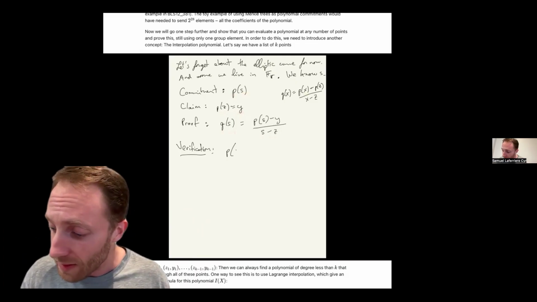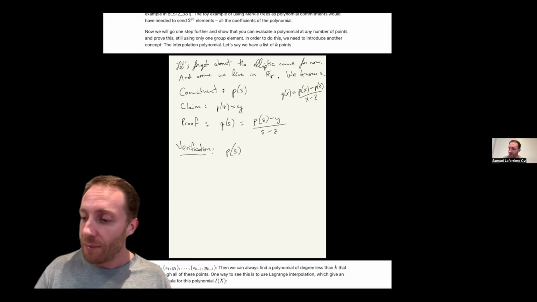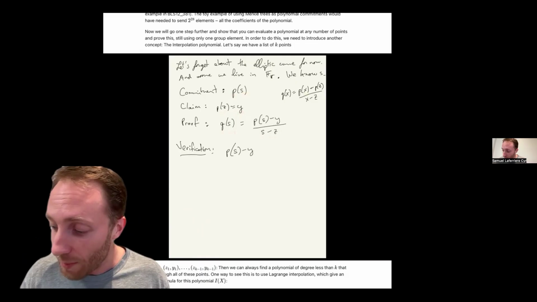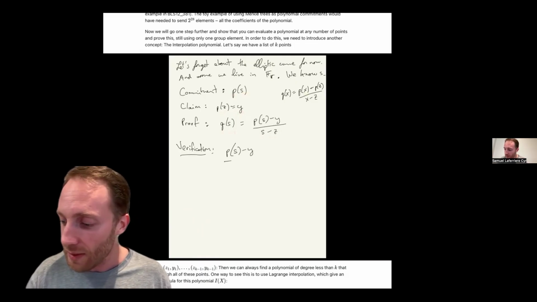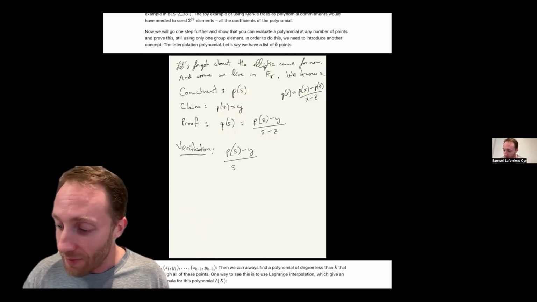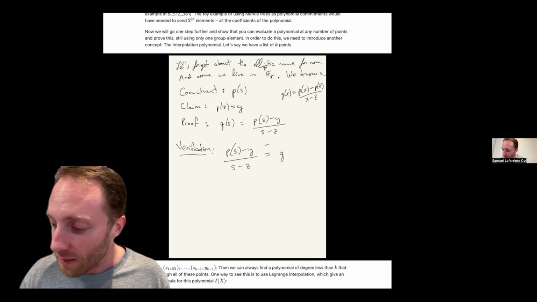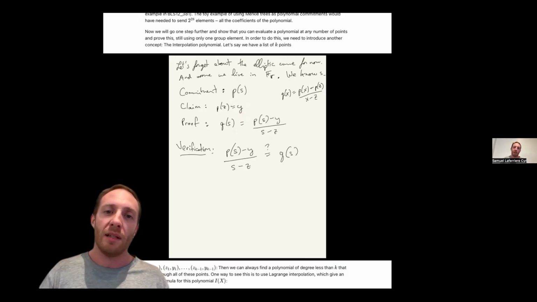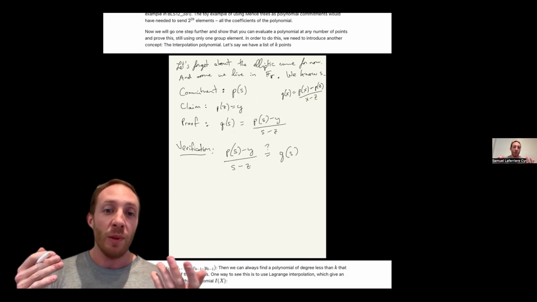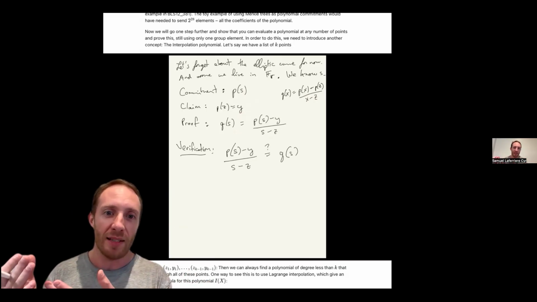So I have P of S, right? I have P of S, I have Y, so I do minus Y myself. This is me doing this, and then I divide by, also I have S because we have access to it, and I have Z. So I do this, and then I check whether this is equal to the Q of S that you sent me, right? That's the verification, which is kind of very stupid. It's just basically I'm recomputing Q of S.